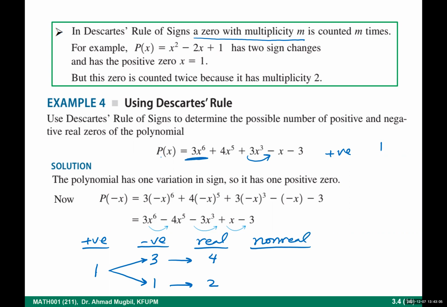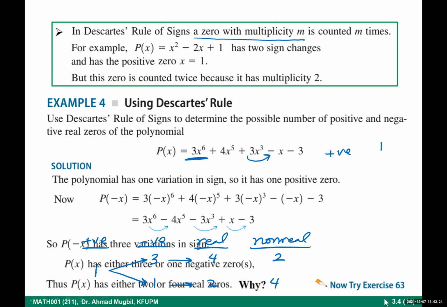It is of degree 6, and as we will see in the next section, if you have a polynomial of degree n, it has at most n zeros. So indeed, the others are what? Here we have 4, they will be 2, and if it has 2 real, it will have, of course, 4 non-real.